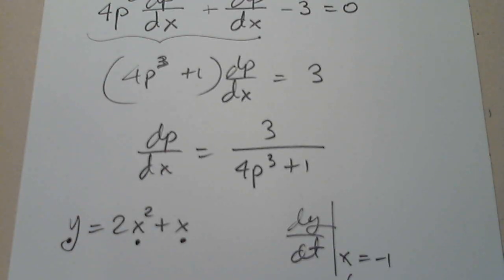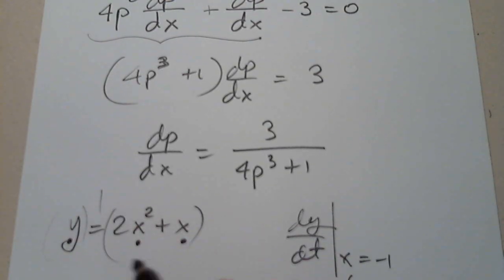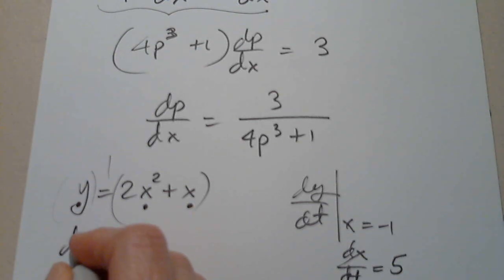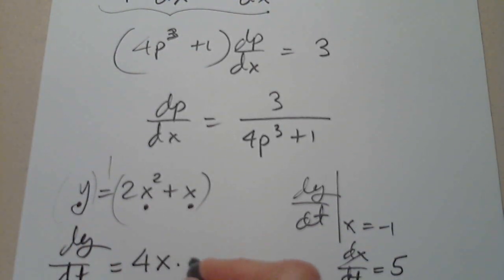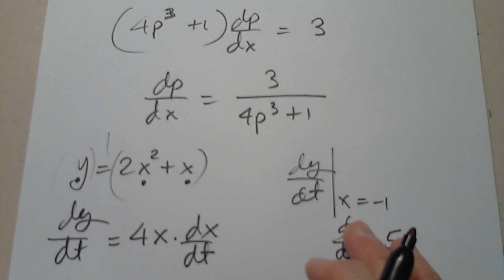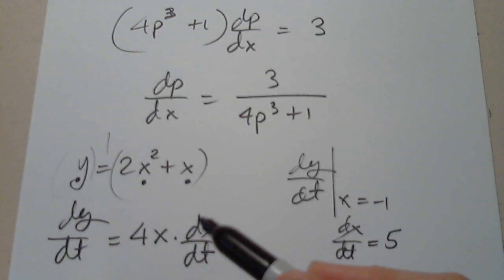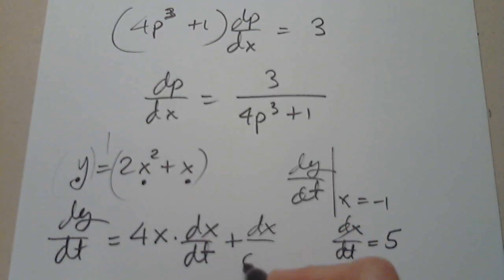Y is not a variable. Y is a function of t. X is not a variable. It cannot be treated as a variable. It's a function of t, a different function of t. So now again, I differentiate implicitly. The left-hand side is dy over dt. The right-hand side is 4x times the inner function prime plus the inner function prime.